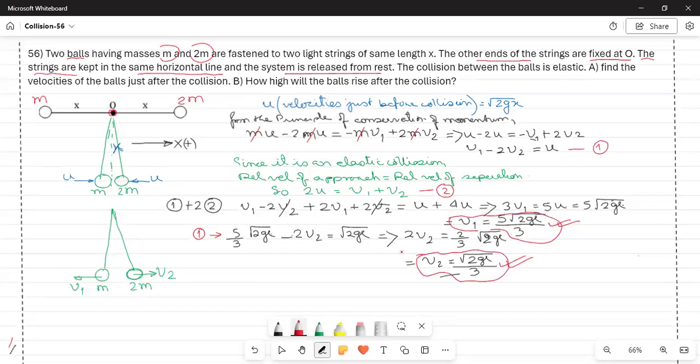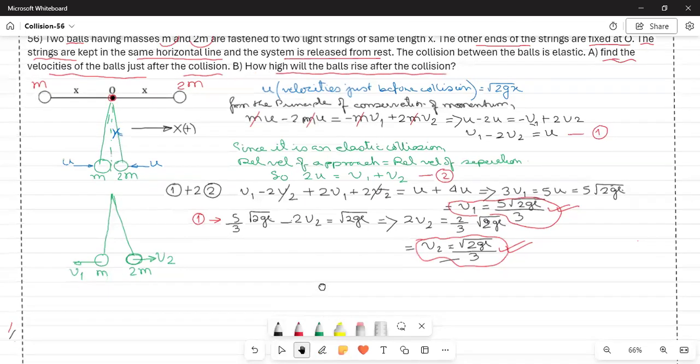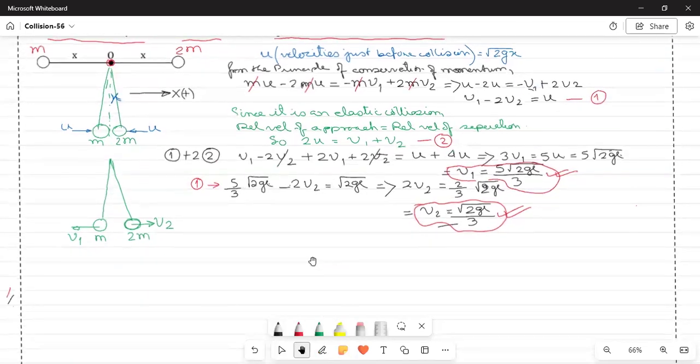And V2. What will be the velocities of these bodies after the collision? Find the velocities of the balls just after the collision. There is a second part. How high will the balls reach after the collision? You have already guessed that is not a difficult part.